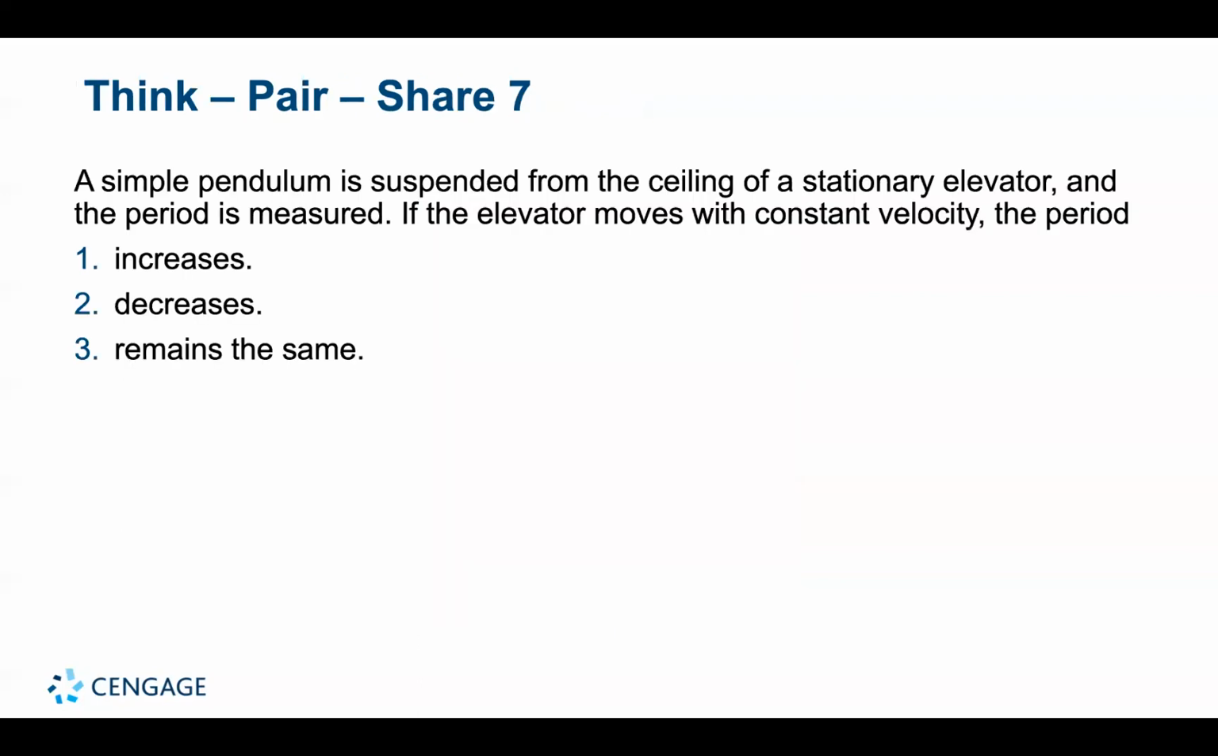Okay, let's look at a question. A simple pendulum is suspended from the ceiling of a stationary elevator, and the period is measured. If the elevator moves with constant velocity, the answer is the period remains the same. If the elevator moves with constant velocity, the period of the pendulum is the same as that in a stationary elevator.